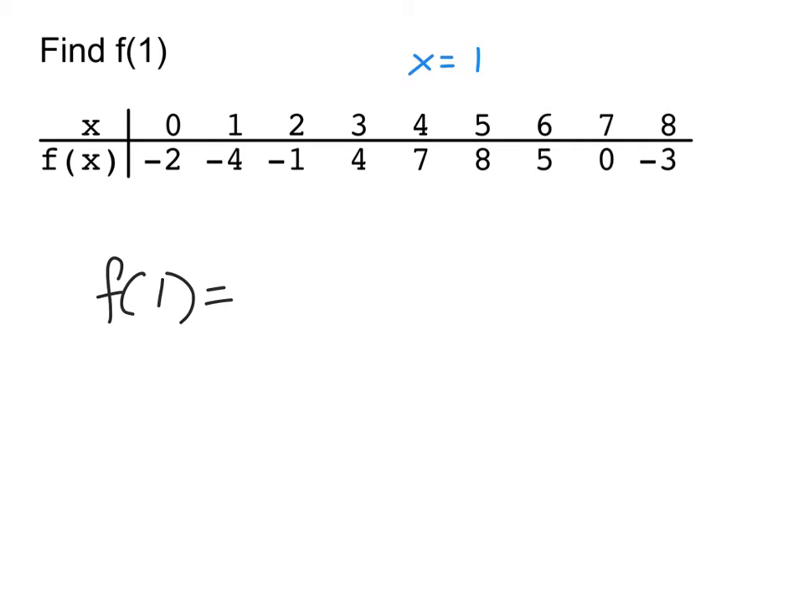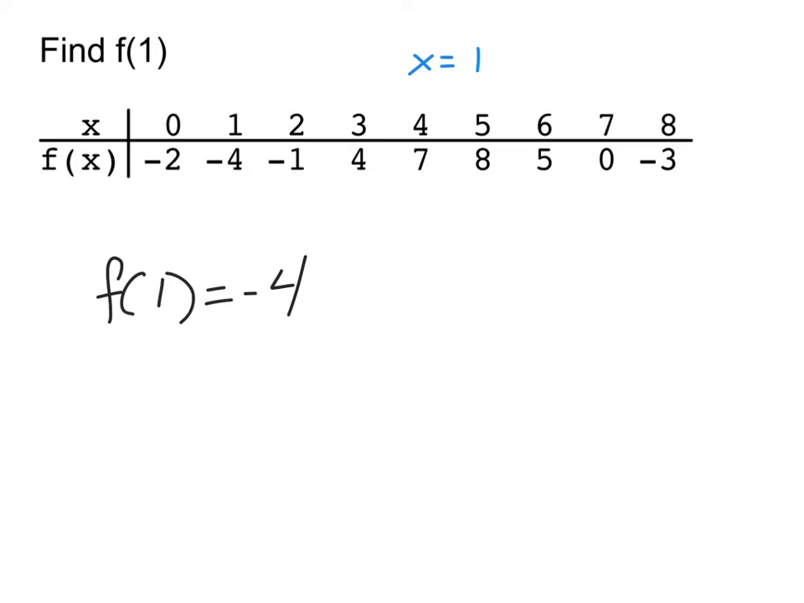And so I'm going to go over to my table, and for my x, I'm going to look over to see where x is 1. You can see it happens right here. So if x is 1, what does f of x equal? -4. And so then that's the answer. F of 1 equals -4.